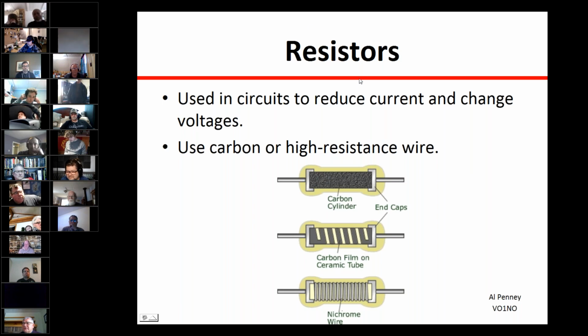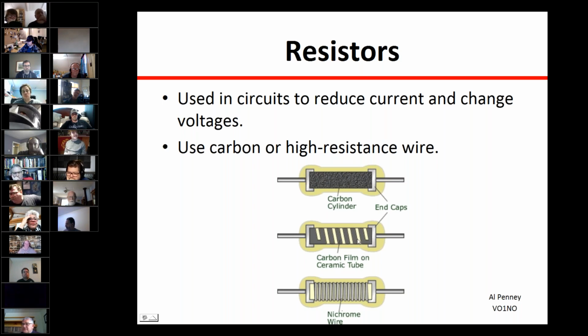Now, resistors are used in electrical circuits and electronic circuits. They can be used to reduce the current, and they can also be used to change voltages. They use carbon or high resistance wire. Here you can see the two wires coming out of a resistor, and the shape on the outside is made of ceramic or some type of plastic material. Inside they might have a carbon cylinder. The length and the cross-sectional area of that carbon, and maybe even the composition, it might have inert clay mixed in with it as well, is what determines the resistance from this point to this point.